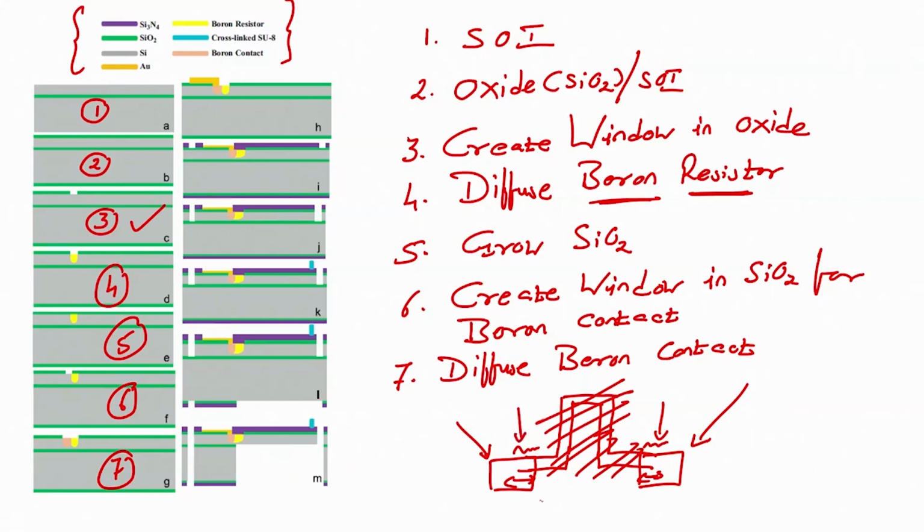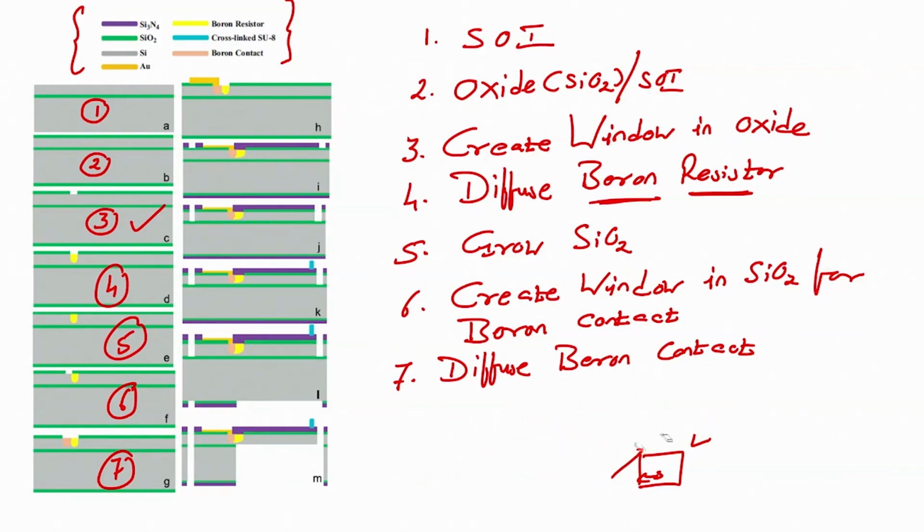Thus, we will have a contact to the resistor through the boron contact, right, and the boron concentration for the contact region is higher compared to the boron concentration of the resistor. That is because we need to finally get a gold contact on the boron contact to form the ohmic contact, right. On this we will have an ohmic contact, we will see.